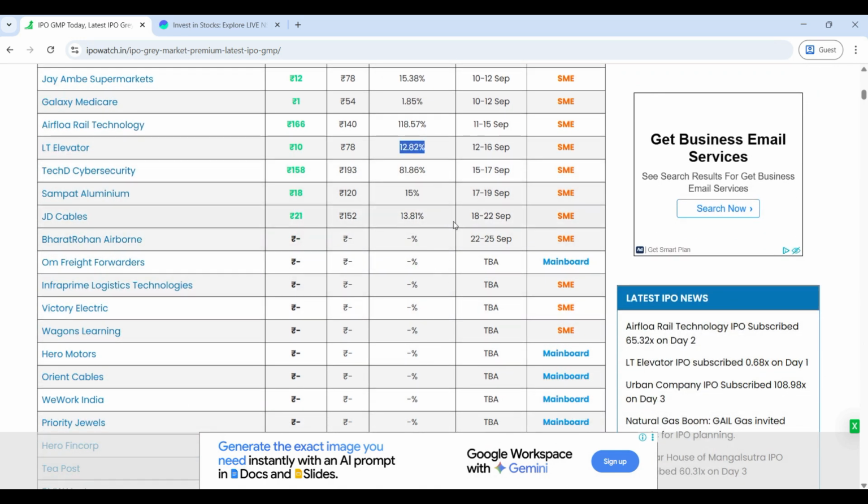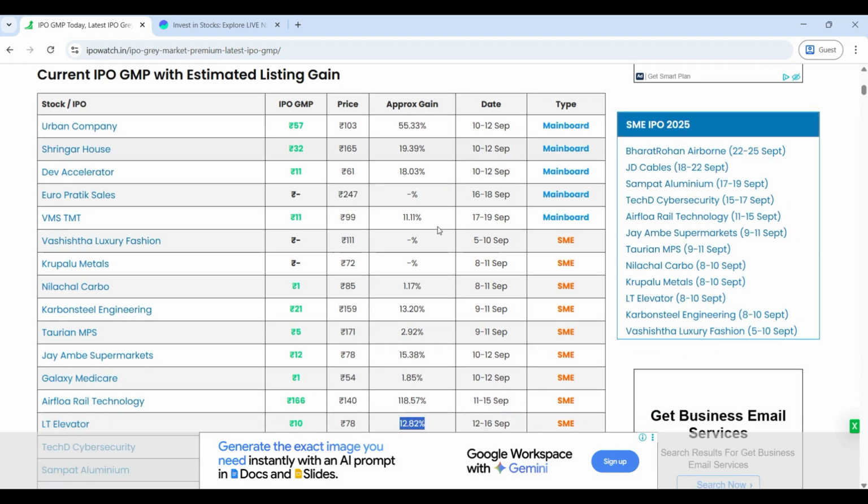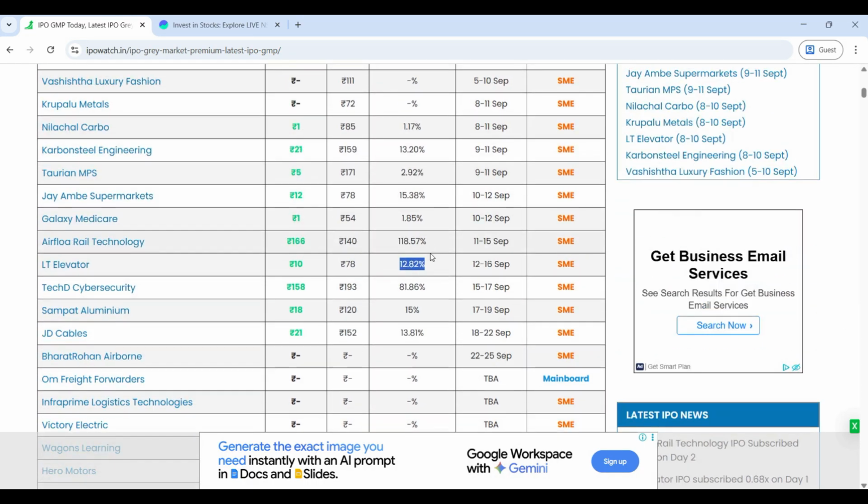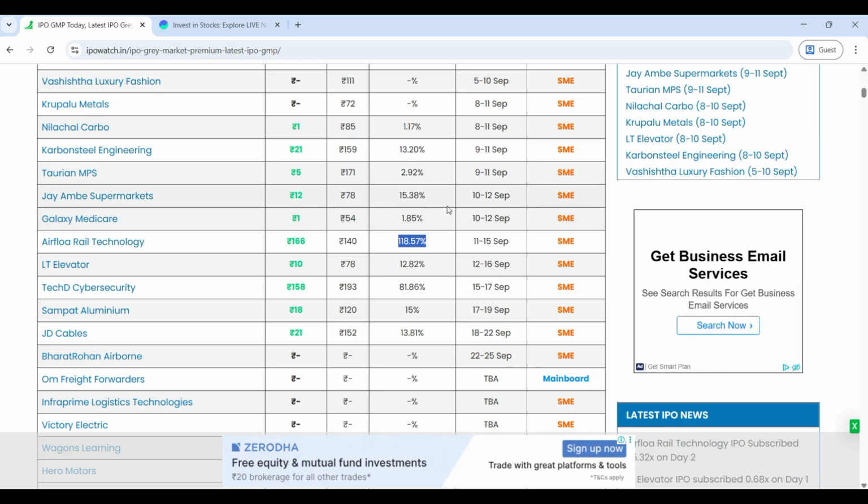Similarly, if you come down, you can see there are other stocks. So this stock, if you see, this IPO is still open, which has a huge gray market premium of 118 percentage. So we will only choose stock if it has the gray market premium of minimum 35 percentage. If you find any of the stock with gray market premium of 35 percentage or higher, then you can consider that stock for an investment.